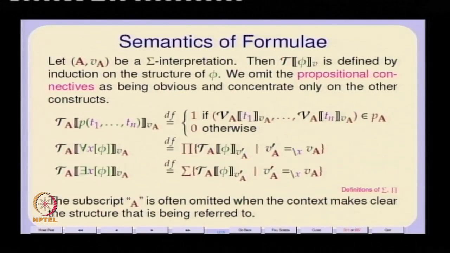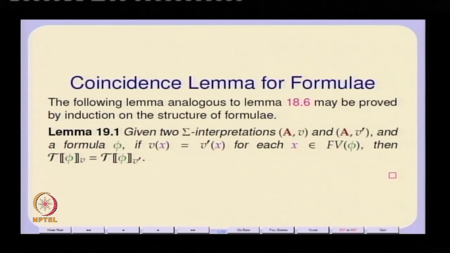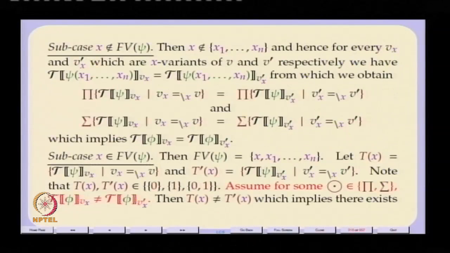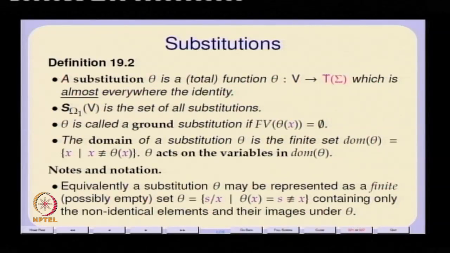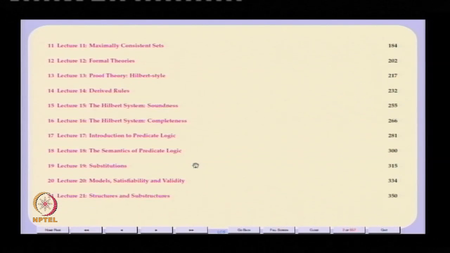So, we had the notion of variance, and then we gave the semantics of first order formulae, in particular that of the two quantifiers, each of which is actually parameterized on a variable. Therefore, it brought in the notion of bound variables and free variables and substitutions. We also showed that you can have a coincidence lemma for formulae, you can replace valuation variants by substitutions, and we extended the notions that we had for propositional logic to first order logic.